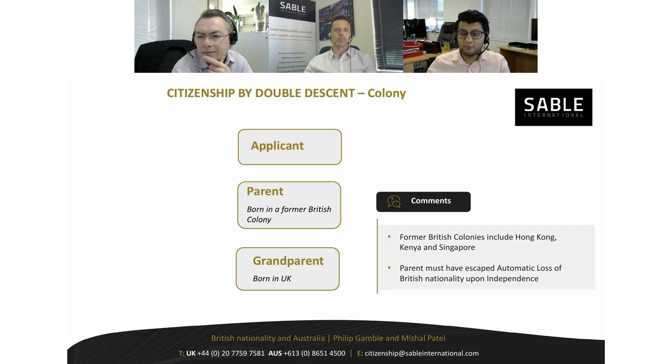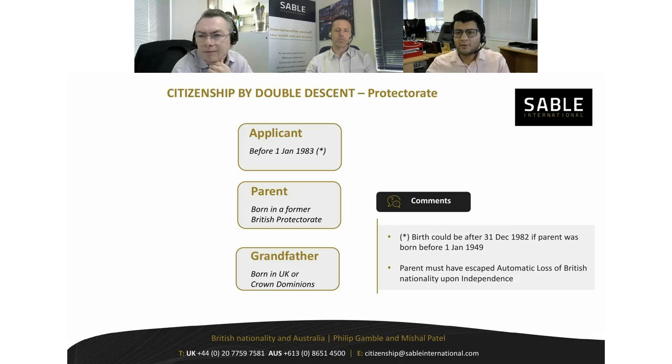So that's one fairly straightforward double descent claim that would give rise to the applicant being eligible for a British passport in the modern day. So, next slide. Here we have a slightly different scenario. You've seen on this slide, we don't use the word colony, we use the word British protectorate.